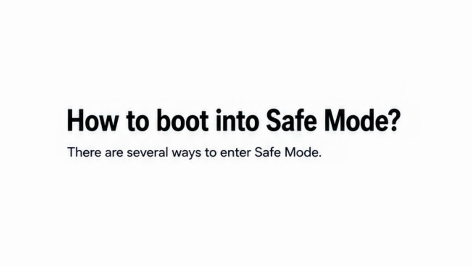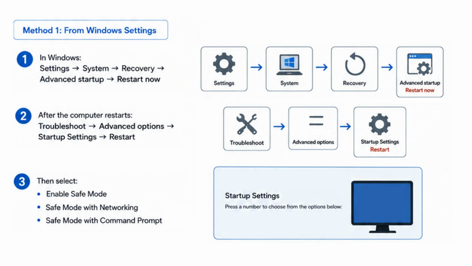How to boot into safe mode? There are several ways to enter safe mode. The first method is through Windows Settings. Go to Settings, System, Recovery, Advanced Startup, and select Restart Now. After the computer restarts, select Troubleshoot, then Advanced Options, followed by Startup Settings, and select Restart. You will then see several startup options. Select Enable Safe Mode with Networking, or Safe Mode with Command Prompt, depending on your requirement.